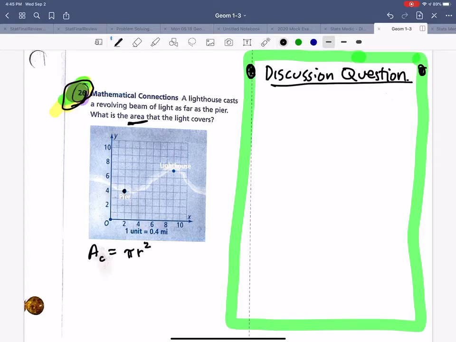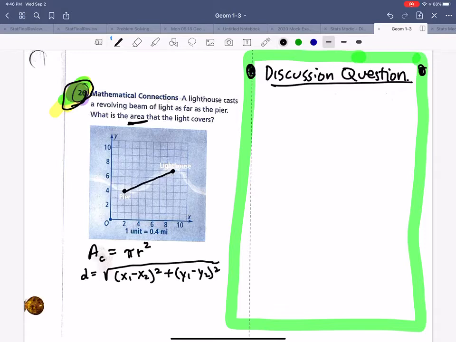So I need to know this radius, and I can use the distance formula to find that radius. So now you're finding ways we use the distance formula. We did this in class, and most of us are pretty good at it. We're going to subtract the two x values, square it, and then subtract the two y values and square it. So let's give that a try.